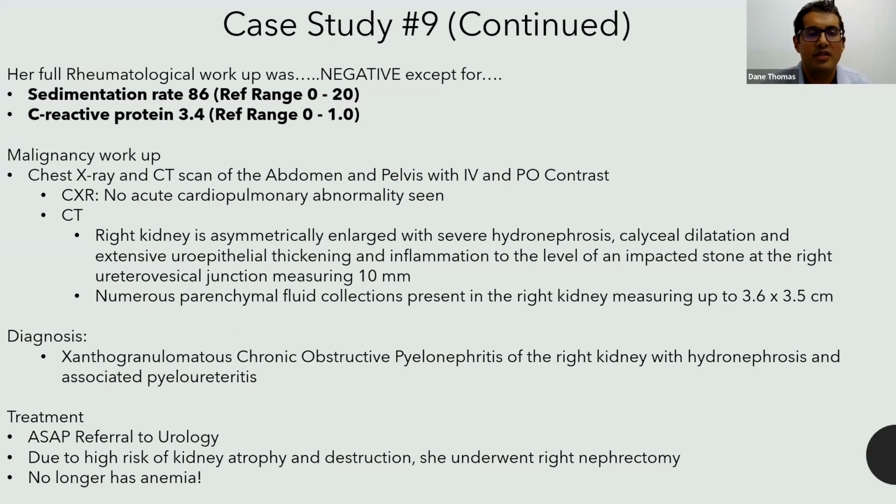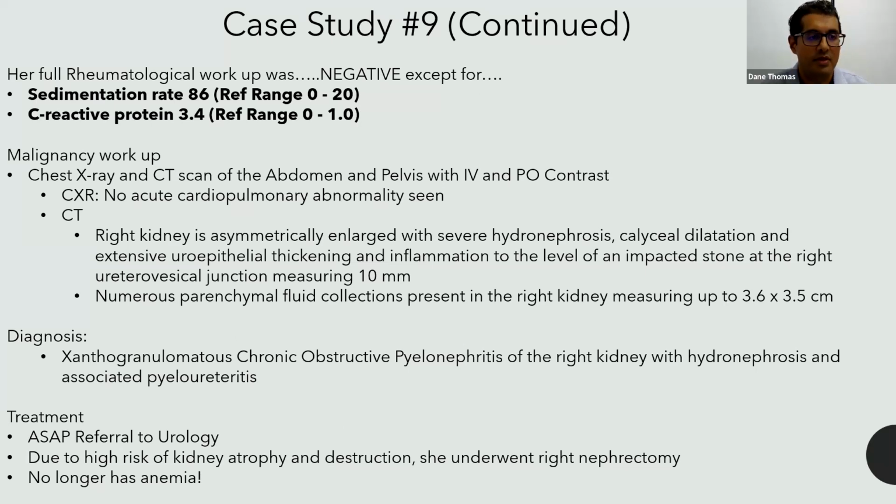So I ordered a chest x-ray and a CT scan of the abdomen and pelvis with IV and PO contrast. The chest x-ray revealed no abnormalities, but her CT revealed that her right kidney was asymmetrically enlarged with severe hydronephrosis, caliceal dilatation, and extensive uroepithelial thickening and inflammation to the level of an impacted stone at the right ureterovesical junction measuring 10 millimeters. She also had numerous parenchymal fluid collections in the right kidney, measuring up to 3.6 by 3.5 centimeters.